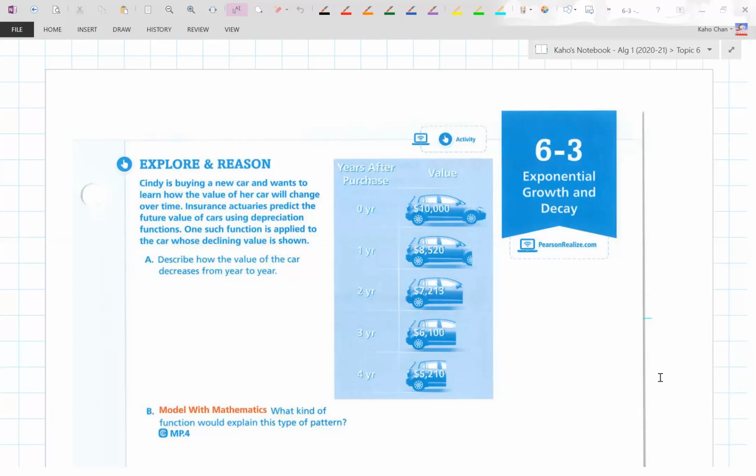About to start a lesson. Please grab your student companion and turn to page 123. We're about to do 6-3, Exponential Growth and Decay. Let's start with the opener here.